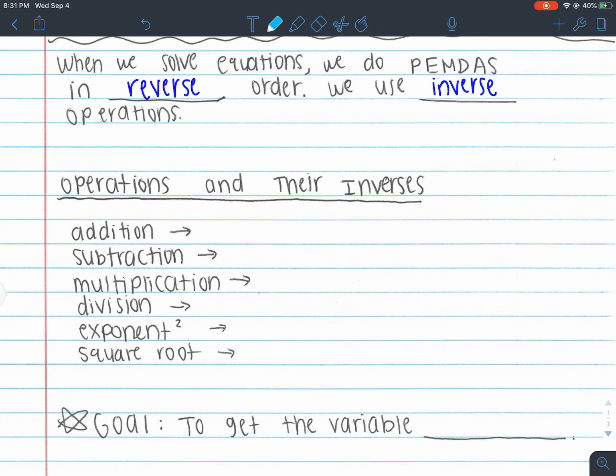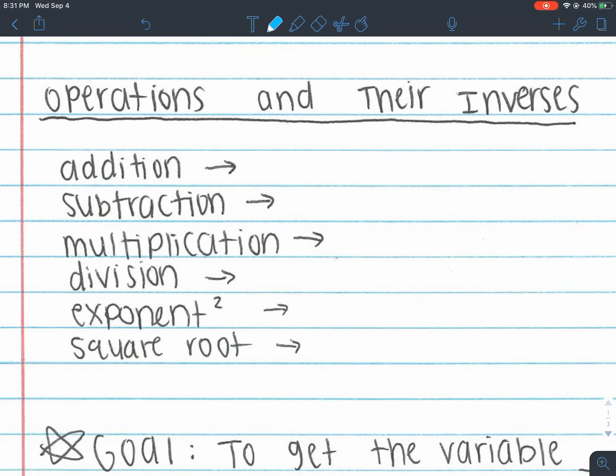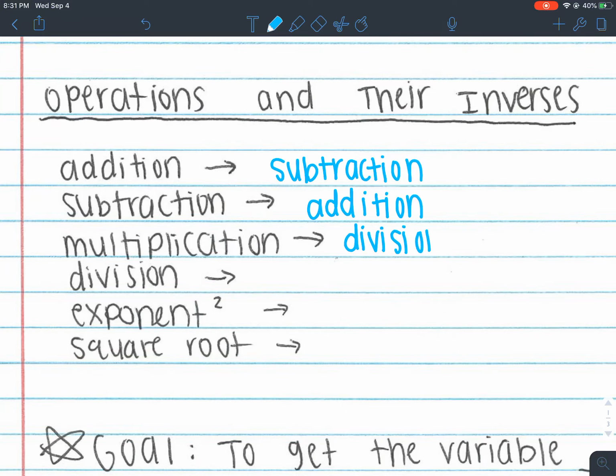So let's talk about what inverse operations are. Inverse operations are the opposite. If I have addition, the inverse would be subtraction. If I have subtraction, the inverse would be addition. If I have multiplication, the inverse is division. If I have division, the inverse is multiplication.